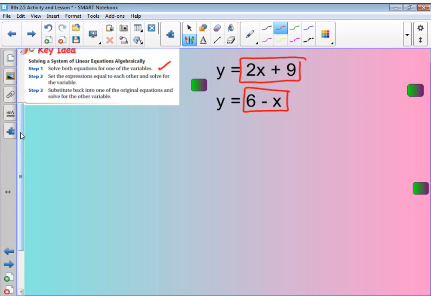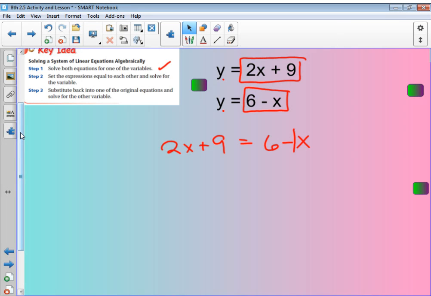Okay, so I'm going to take the back half of each. So I have 2x plus 9. And then that is equal to, since they were both equal y's, 6 minus x. And I'm going to throw a 1 in front of that because I know that I'm shifting sides. Okay, so we're going to go ahead and get our x's to one side. So minus 1x, I'm going to do a plus 1x.